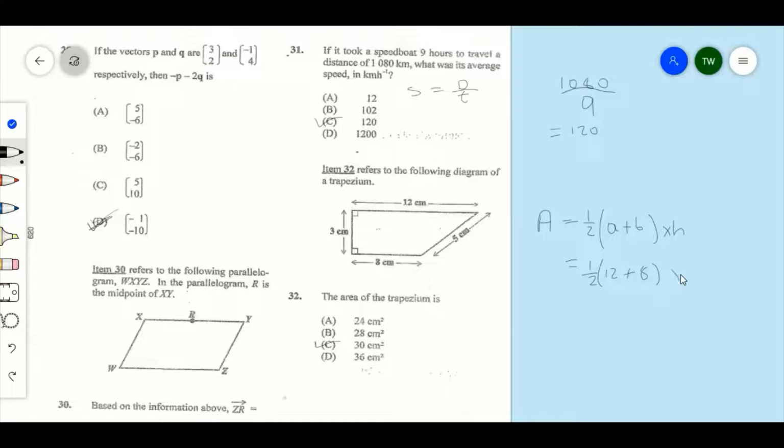All of that multiplied by the height, and the height here is going to be 3. So 10 plus 8, that's 20, and half of 20 is going to be 10 times 3, and 10 times 3 is going to be 30. And it's area, so you have to remember the unit is centimeter, squared centimeter. Alright, so it's going to be C.